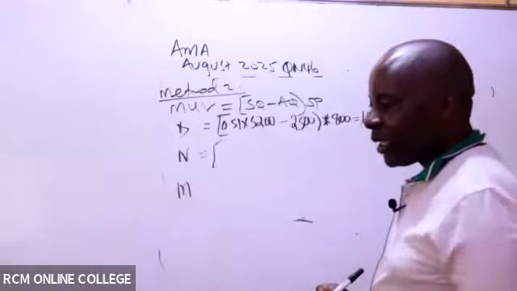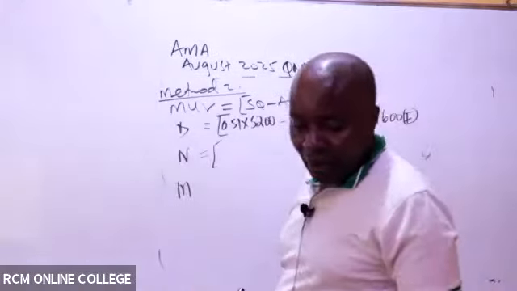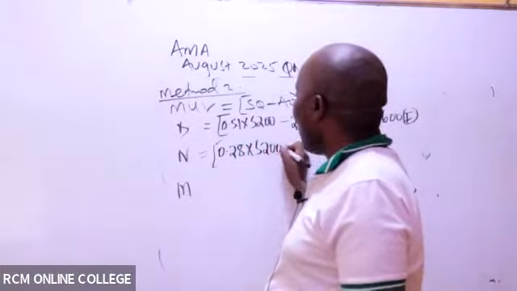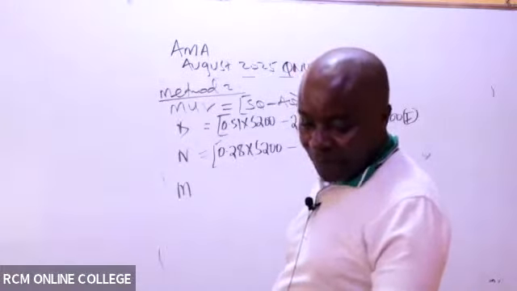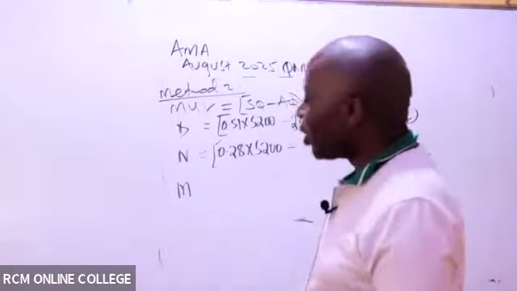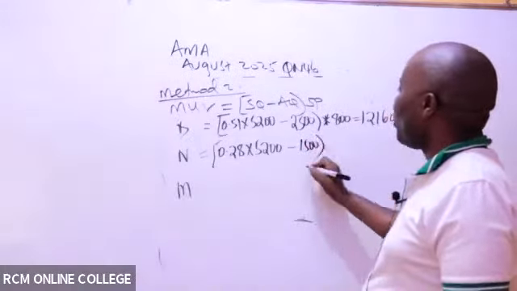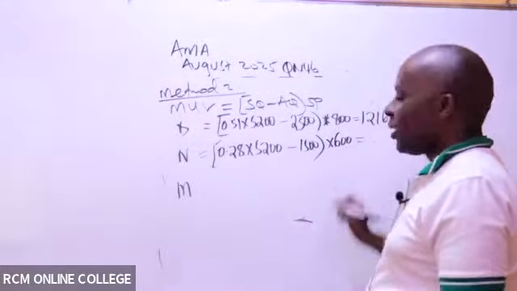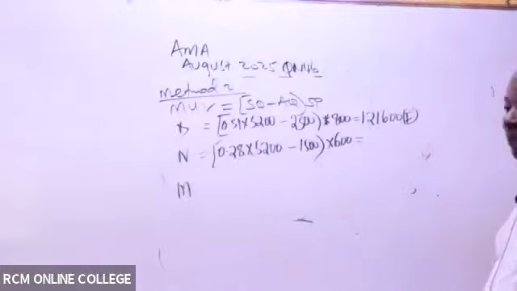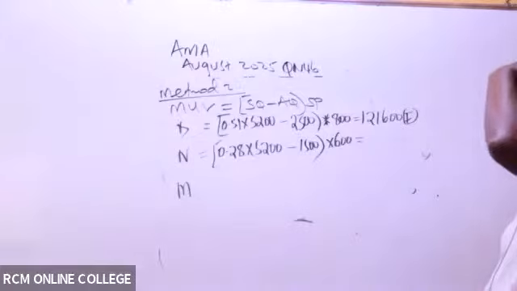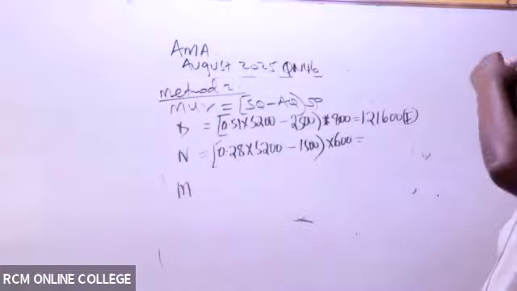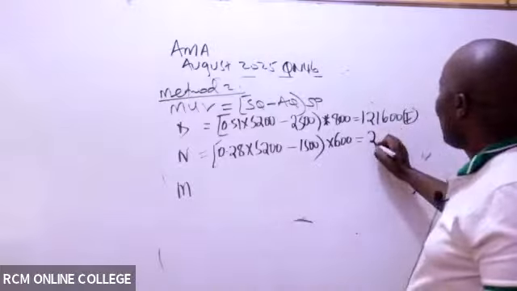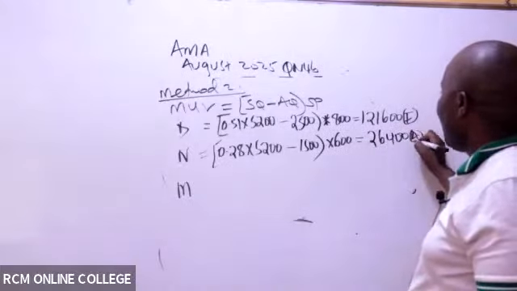121,600 favorable. And then N, I have 0.28 times 5,200, and then you can see vividly that N, it was 1,500 actually mixed into this, times, in this case, the rate is 600. I'm being given an answer of 26,400 adverse. It's negative, adverse.